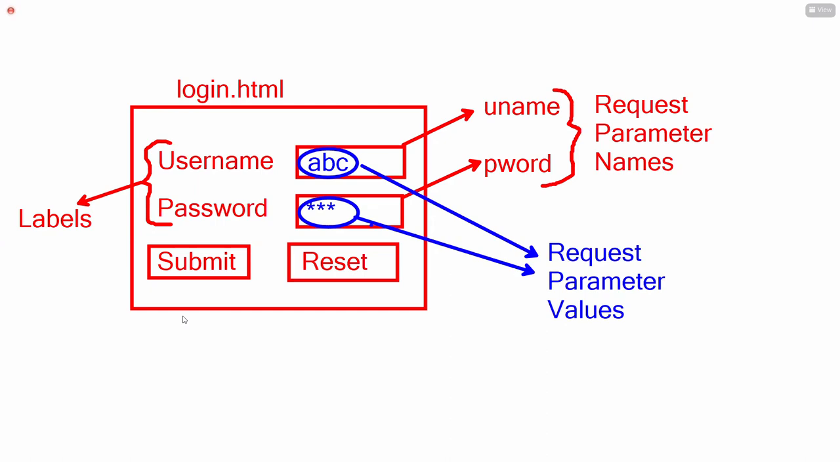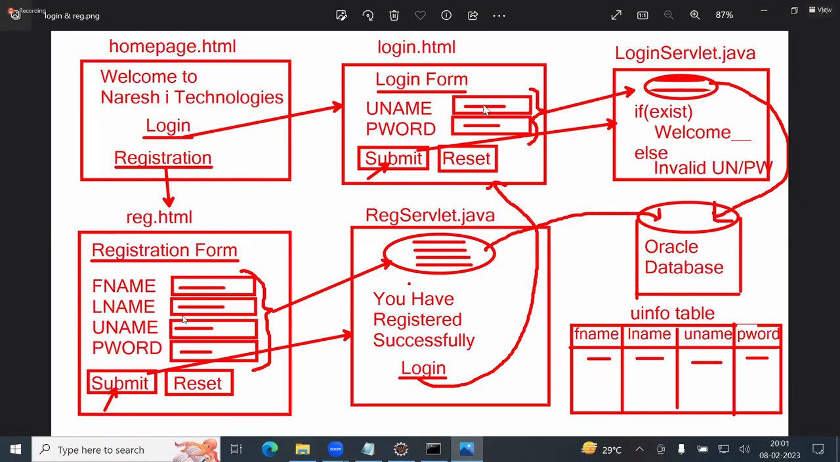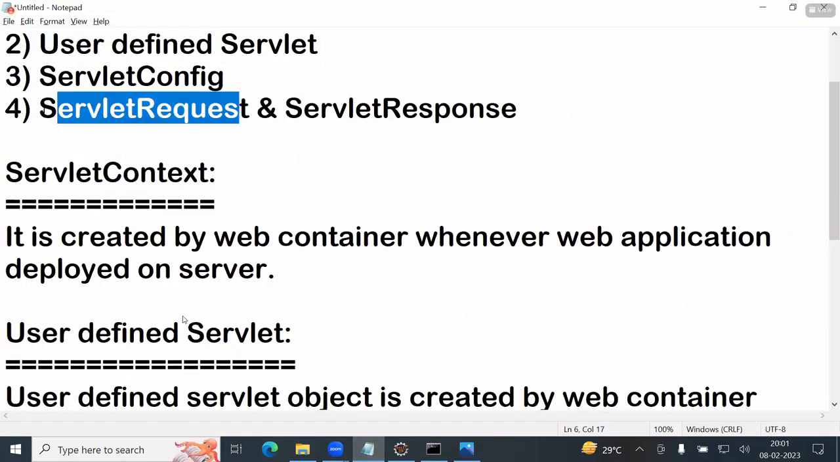Okay. These are called request parameter names. These are called request parameter values. Now, for receiving these request parameters, we require ServletRequest. Here, this username, password we have to receive. Here, first name, last name, address, username, whatever is there, all of those we have to receive. For receiving purpose, ServletRequest is required. So this ServletRequest we are going to use now.